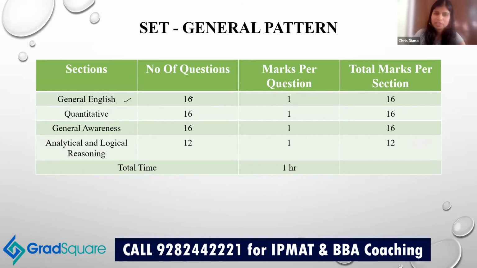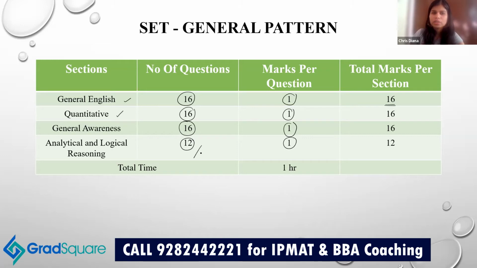The general English section has 16 questions, each taking 1 mark. And the total marks awarded for this is going to be 16. The quantitative aptitude, again, the number of questions is 16, each being awarded 1 mark. The general awareness again has 16 questions with 1 mark each. And the analytical and logical reasoning has 12 questions with 1 mark each.